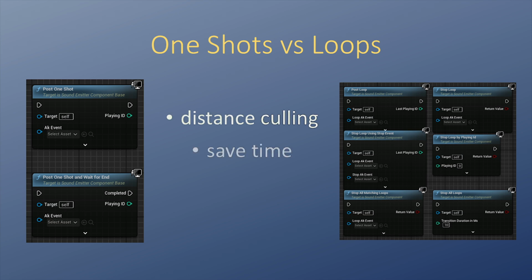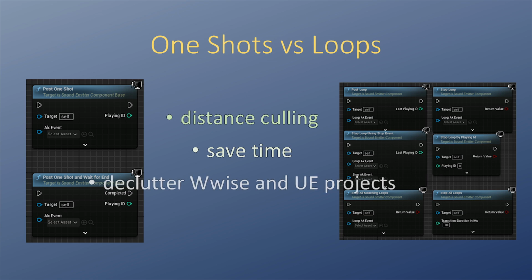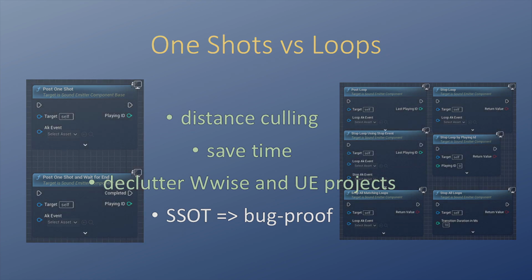Secondly, it saves development time by eliminating the need to create separate stop events in Wwise for each looping sound in your project. In doing so, it also declutters your Wwise and Unreal projects, and the amount of assets and data in your project content folders. More importantly, by embodying the single source of truth principle, it reduces the risk of creating bugs by accidentally pointing play and stop events to different parts of the Wwise actor mixer hierarchy. That said, let's look at each of the components in the Wwiser sound emitter hierarchy.